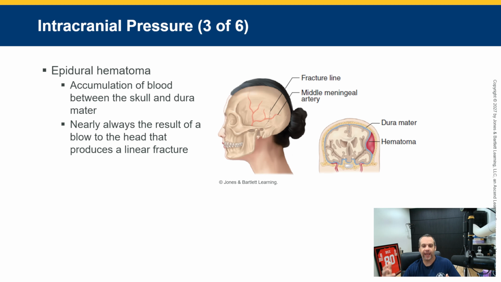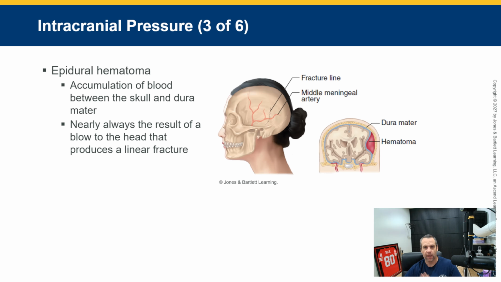So again, the mechanism would be a direct impact to the temporal region of the head. They go unconscious, and then they come back out of it, but then they're going to start deteriorating once again. Other signs you might see are a worsening headache, a falling level of consciousness, maybe dilated pupils, or fixed pupils potentially on the same side where the bleeding is. Those would all be concerning findings.